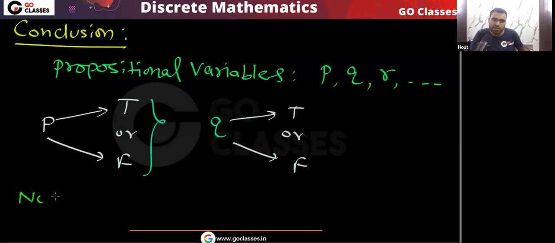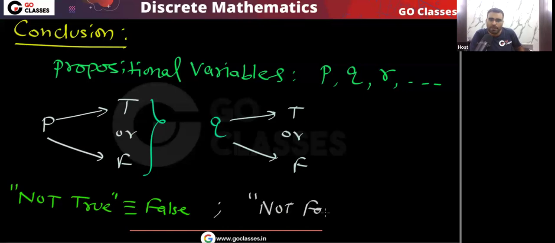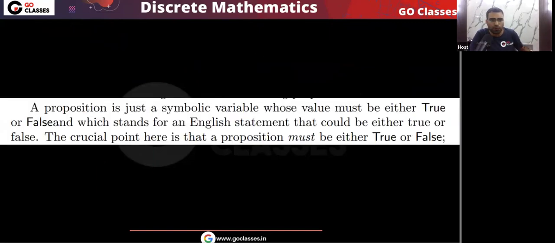Tell me, if something is not true, then it is false, yes or no? And if something is not false, then it is true, because propositional logic is a world of true and false. Everything is either true or false. Every variable is true or false. If something is not true, then it is false. If something is not false, then it is true. You can read this, the crucial point: the most important point is that a proposition is true or false. Now let's move on.